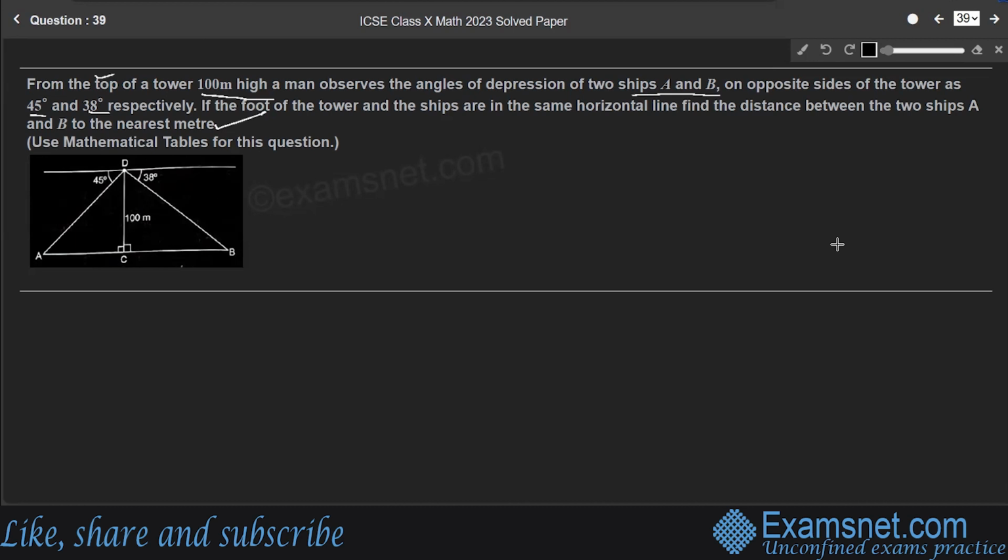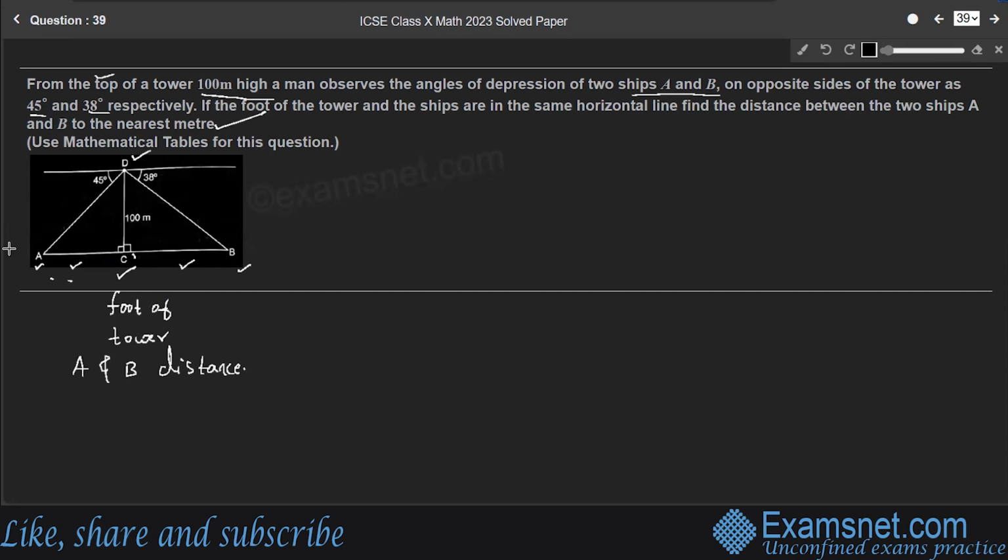Here, from the top of a tower, that means at position D, the man observes the angles of depression of two ships A and B. Here the angles of depression are 45° and 38° respectively. If the foot of the tower and the ships are in the same horizontal line, the foot of the tower is C. And the two ships are A and B. So all three are in the same horizontal line. Find the distance between ships A and B. We need to find the AB distance. So to find AB, we need the AC and BC distances first.